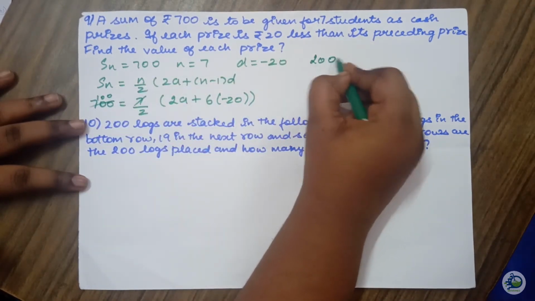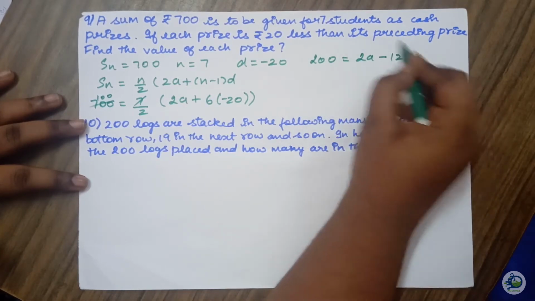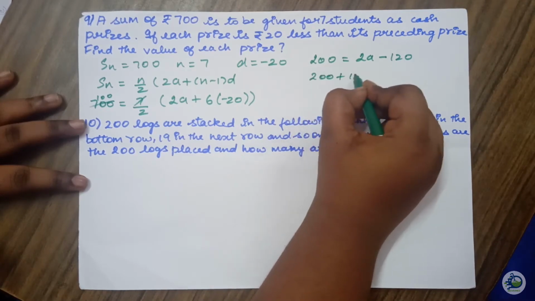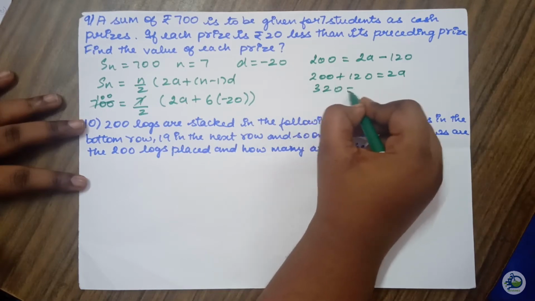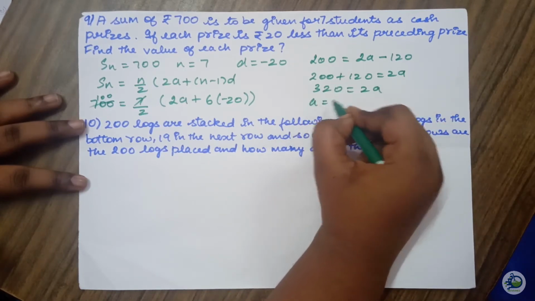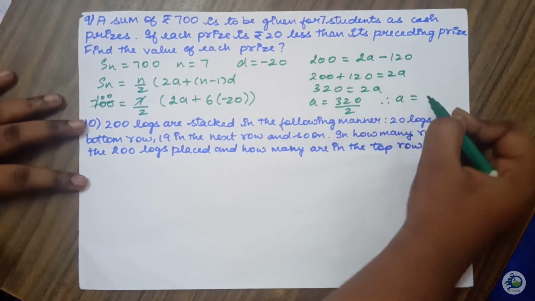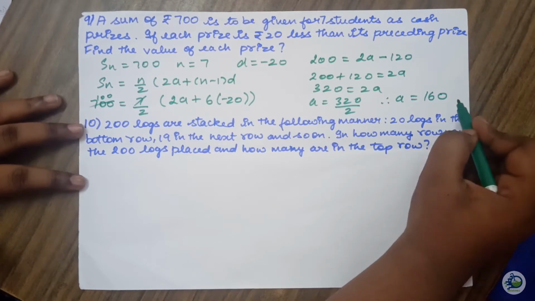So 200 is equal to 2a minus 120. When I bring this 120 to this side, it becomes 200 plus 120 equal to 2a. So this is nothing but 320 is equal to 2a. So a is equal to 320 divided by 2. Therefore a is equal to 160. So the first prize is 160.